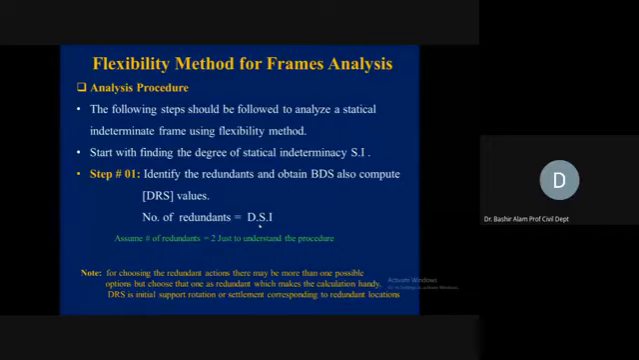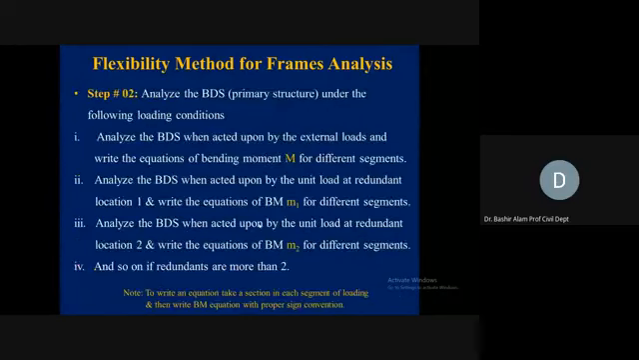Note, for choosing the redundant actions, there may be more than one possible option, but choose the one as redundant which makes the calculations handy. DRS is the initial support displacement, rotation, and settlement corresponding to the redundant locations. These parameters are the same as we did in the case of beams.